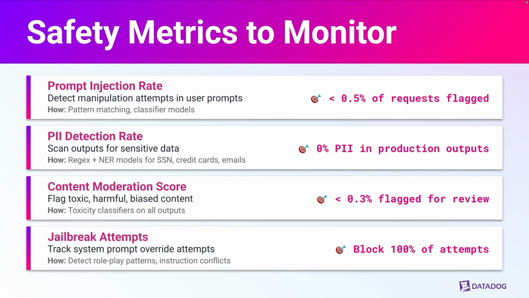After identifying those threats, the next critical step is to implement the right metrics to detect and stop them. Simply put, we need to monitor for the security breaches that don't look like errors. We focus on 4 key metrics here. First, the prompt injection rate. Second, the PII detection rate. Third, the content moderation score. And finally, jailbreak attempts.